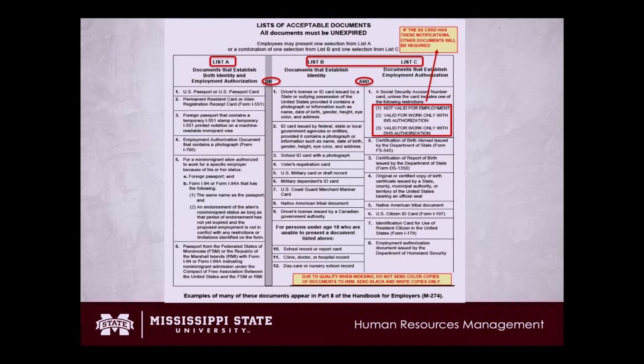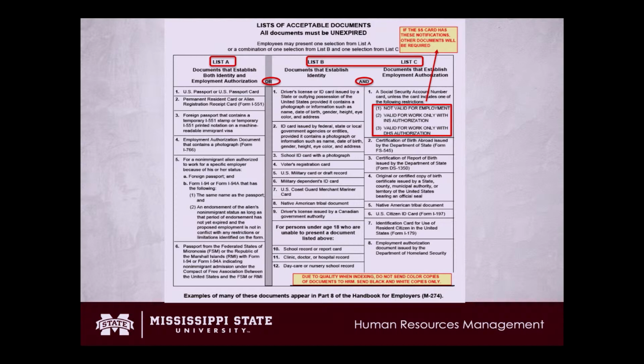Also, due to the quality when indexing these forms in HRM, please do not send color copies of the documents. Send black and white copies only. We do not need color copies. We just need to verify that they are legible and readable. As long as that has been done, then HRM can accept them.